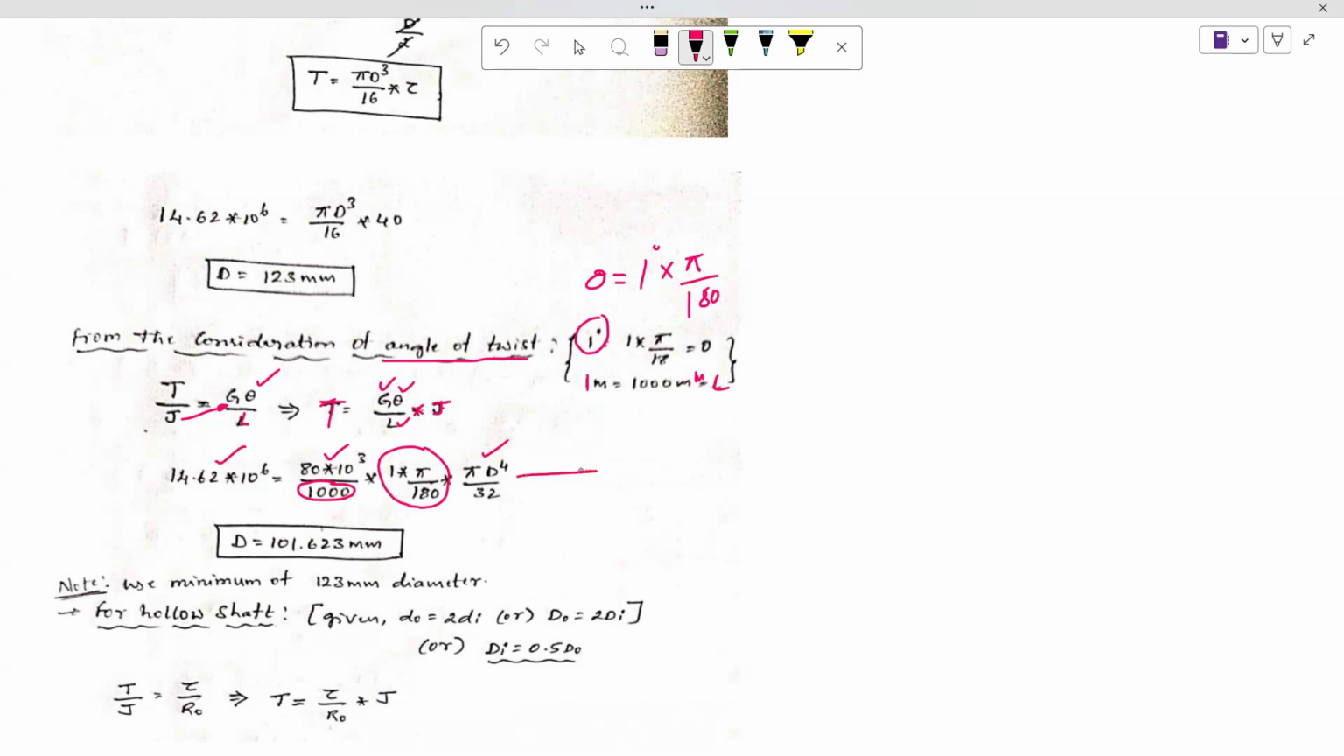So you do the calculation for this equation, and you will end up with a diameter of 101.623. This is the diameter you are going to get when you consider the angle of twist, that is 1 degree per unit length. So comparing these two diameters, you need to consider the 123 mm diameter for a solid shaft, because this is the maximum one.